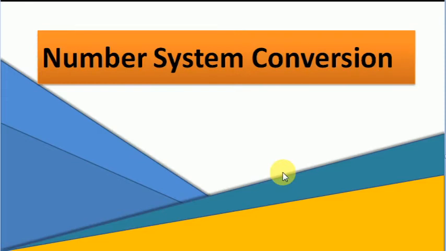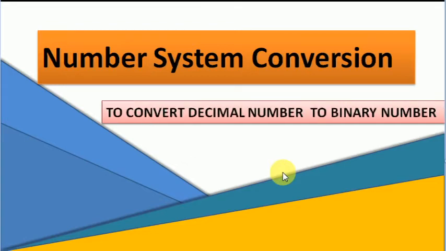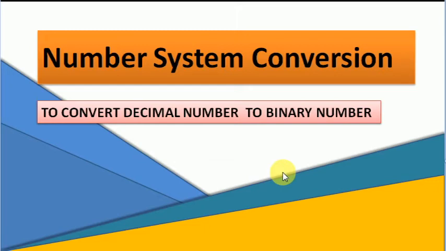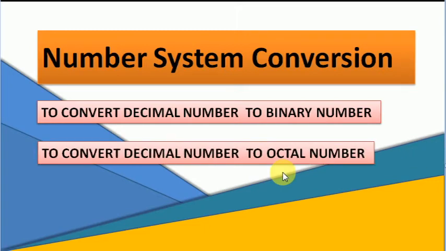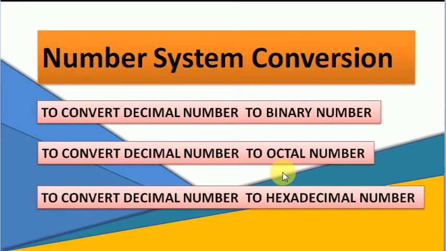Now we start with number system conversion. Now we will understand the conversion, how we are going to convert a decimal to a binary, or how to convert a binary to decimal. We are going to discuss those things afterward. First we are going to start with three conversions: to convert a decimal number to a binary number, to a octal number, and to a hexadecimal number.